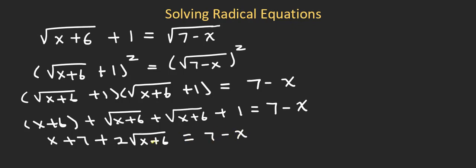And what we're going to do is put the radical on one side and everything else on the other side. So you end up getting 2 radical x plus 6 equals negative 2x, and then 7 cancels out. Okay? So I'm going to divide both sides by 2. You could do that because this is an equation.